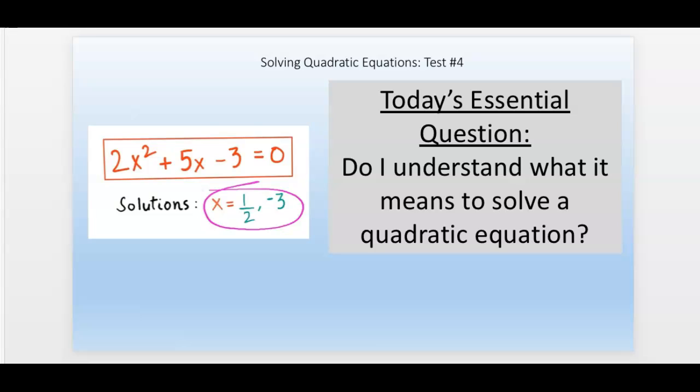So the essential question: do you understand what it means to solve a quadratic equation? Find the value of x when the function equals 0, when y is 0. What does x equal when y is 0? That's where it crosses the x-axis, when the function itself equals 0. What is the value of x at that point?